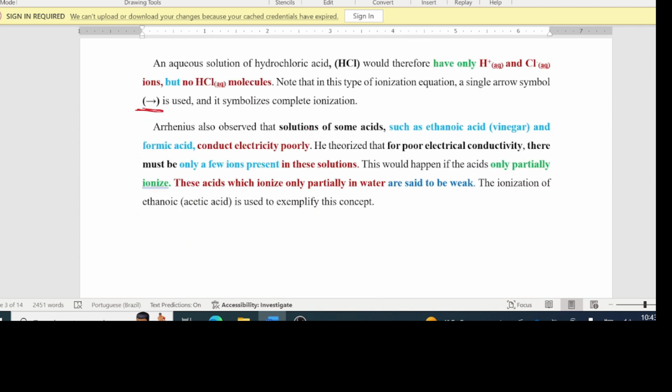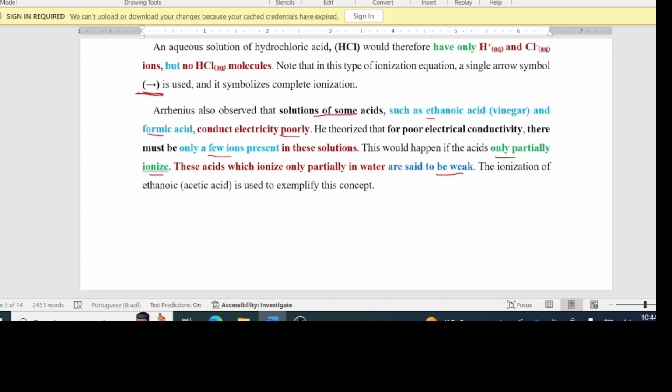Arrhenius also observed solutions of some acids, such as ethanoic acid, or vinegar, and formic acid, and so on, conduct electricity poorly. He theorized that for poor conductivity, there must only be few ions present in these solutions. This is what will happen if the acid only partially ionizes. And because they're only partially ionized, they're said to be weak. Why? Because they're not producing a large concentration of H plus ions.